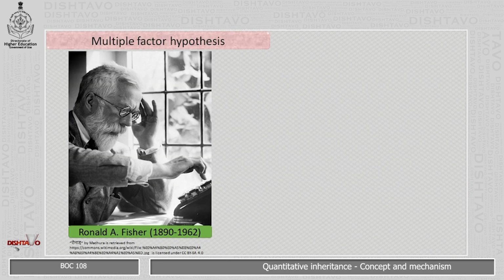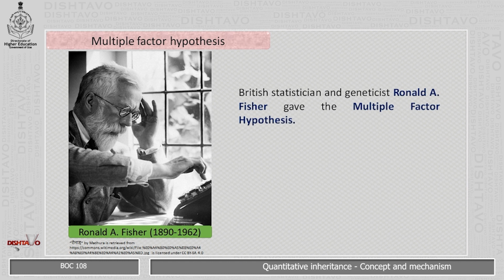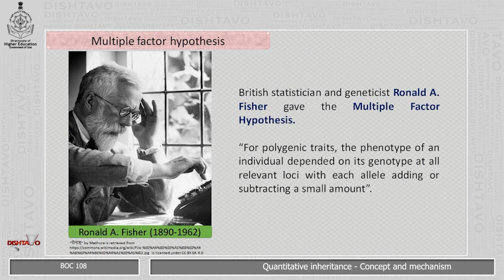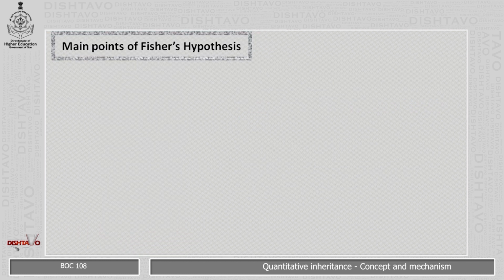Coming to the multiple factor hypothesis. This is a picture of Ronald A. Fisher. He was a British statistician and geneticist who gave the multiple factor hypothesis. He said, for polygenic traits, the phenotype of an individual depended on its genotype at all relevant loci, with each allele adding or subtracting a small amount. These are the main points of Fisher's hypothesis.